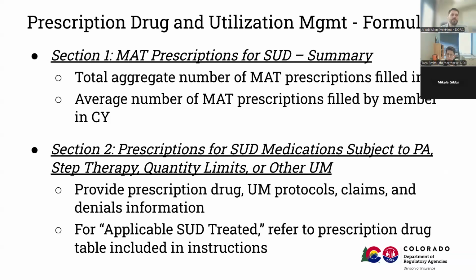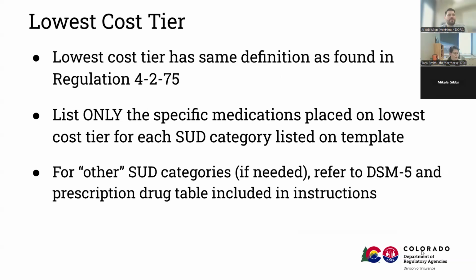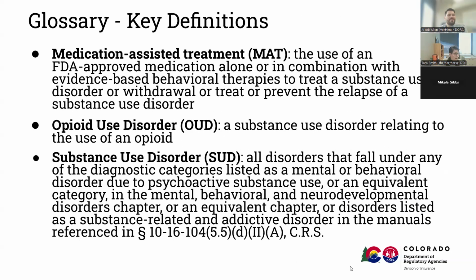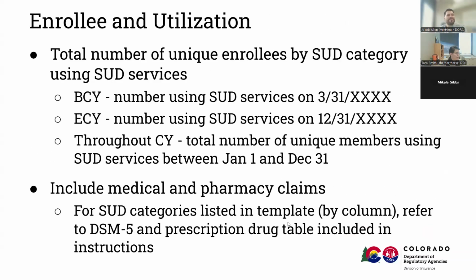Okay, Kara, do you mind going back just one? Chat about enrollee and utilization tab. Sorry, worksheet. Oh, sorry, I thought it's going the wrong way. Still going the wrong way. How do I go backwards? Hang on. There we go.